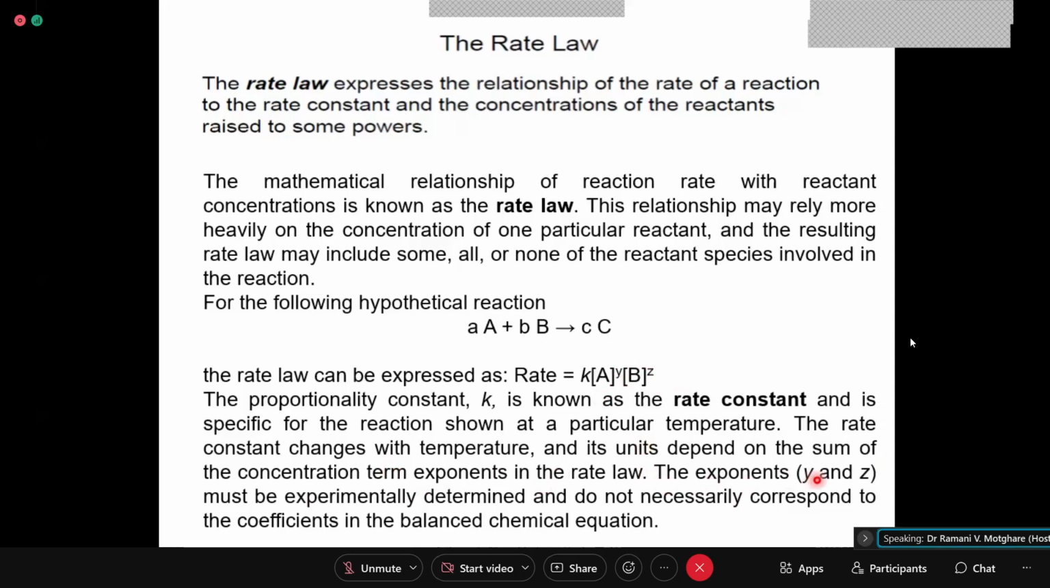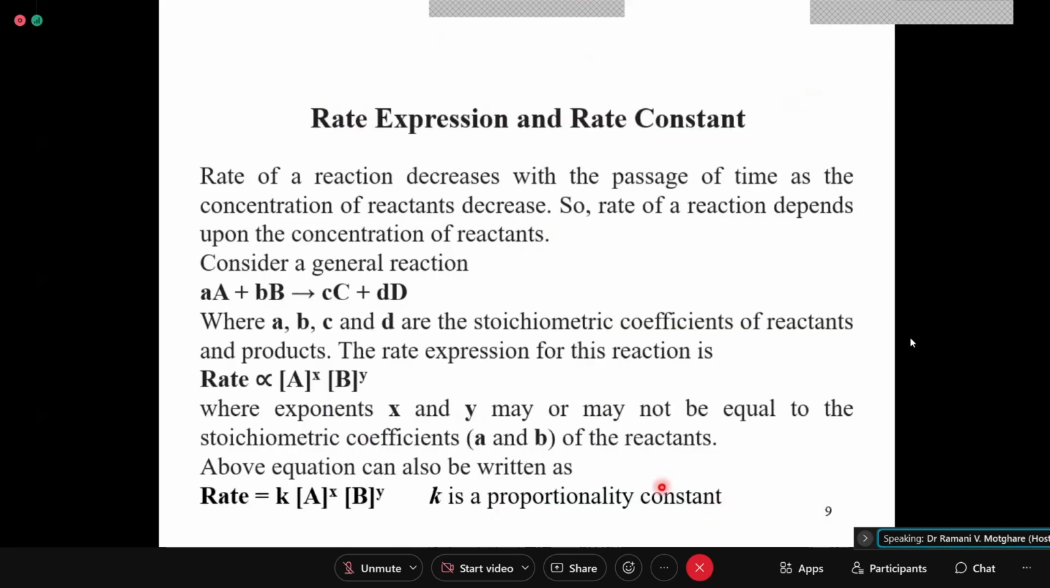So the exponents y and z must be experimentally determined and do not necessarily correspond to the coefficients in the balanced chemical equation. Now, the rate expression and rate constant. The rate of a reaction decreases with the passage of time as the concentration of reactants decreases. So the rate of reaction depends upon the concentration of reactants.